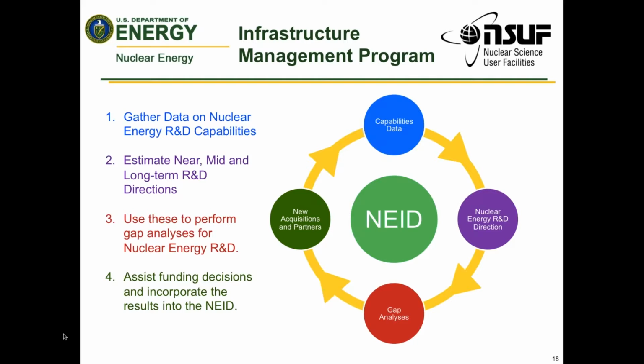We're going to use this, and we are using it, and we're going to continue to use this to estimate the near, mid, long-term needs and directions for R&D. This goes into our analysis of the data that we have in the NEID, the Nuclear Energy Infrastructure Database. Then what we do is we perform on an annual basis a gap analysis.